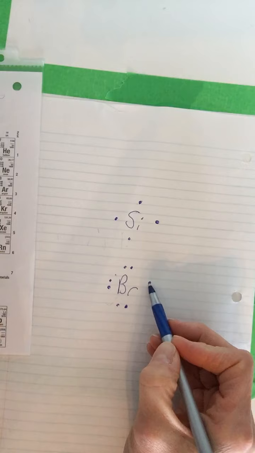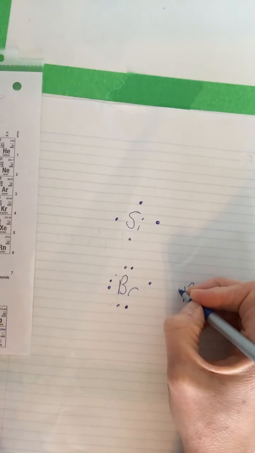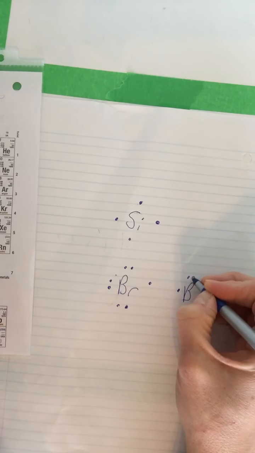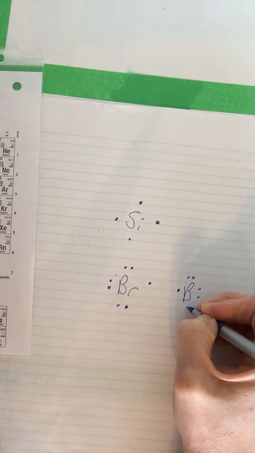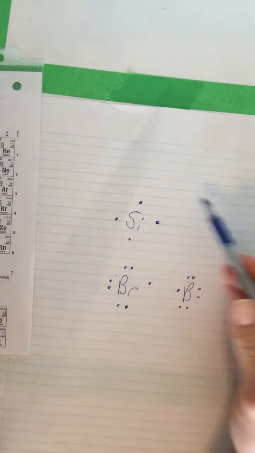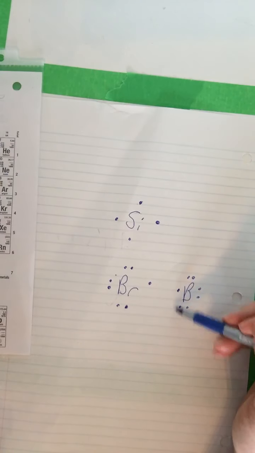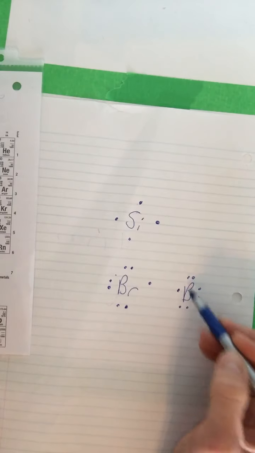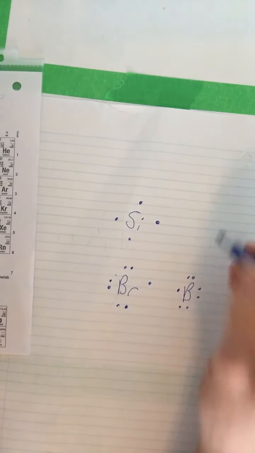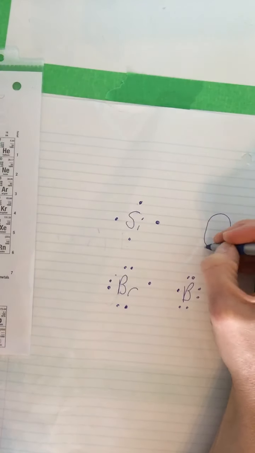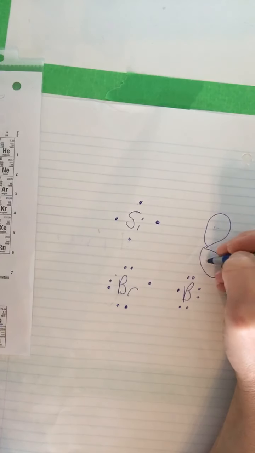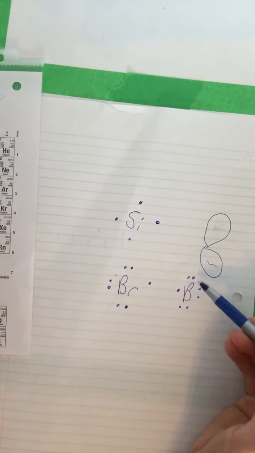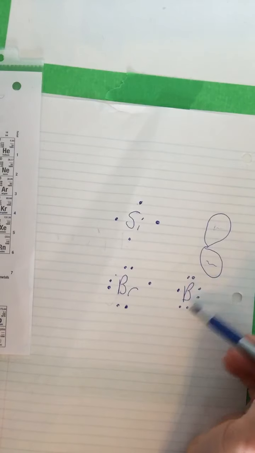It doesn't matter what side. This is also correct. If I had the single electron on that side, that doesn't matter. Remembering this is just a simplified representation, a model to help us learn bonding. This isn't a specific placement. Remembering that our electrons are in these clouds of probability in real life. And so let's look at this bromine.